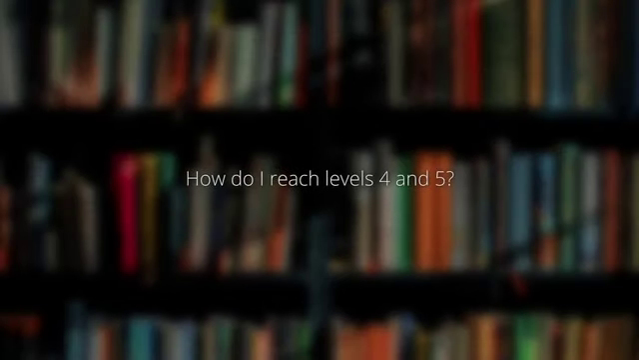How do I reach levels 4 and 5? To get into levels 4 or 5, the most important thing to do is to stay focused on the question. So everything you write, your contexts, your analysis, your comparisons, they should all be relevant to the question. The key word in the mark scheme for level 5 is evaluation.